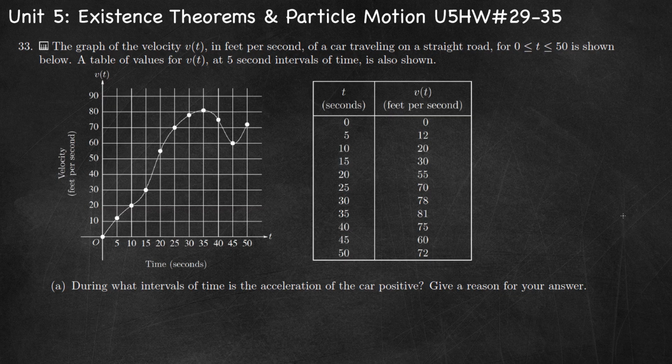Acceleration is positive when velocity is increasing. So just looking at our velocity graph, when is it increasing? It's increasing starting at 0 and all the way up until we reach time here, so 35. So on what interval of time is that happening? It's happening from 0 to 35. And then my velocity is also increasing between these two times, from 45 to 50. Okay, so since v of t is increasing.